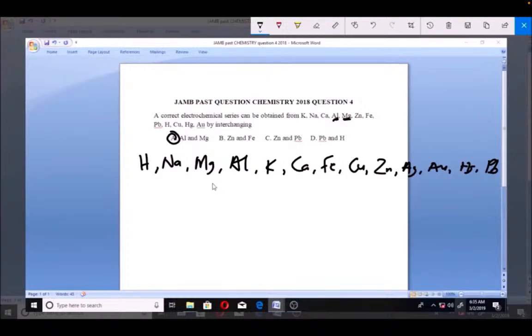So we have to interchange this so that we are supposed to have Mg before Al and not the other way. So if you interchange this, Al coming before Mg, to Mg before Al, then we are going to have the right arrangement. You can check this under electrochemical series this time, so that we'll see this right arrangement.